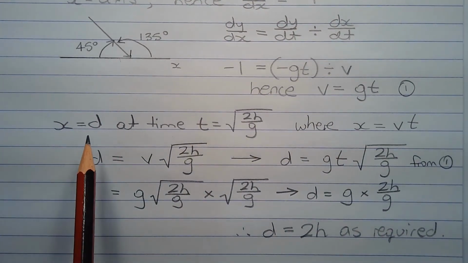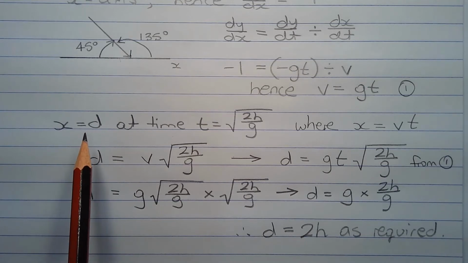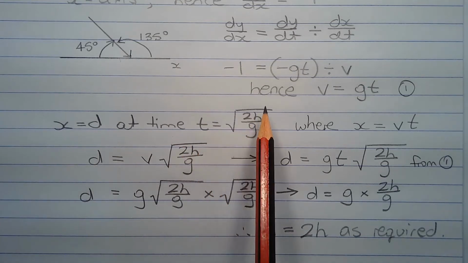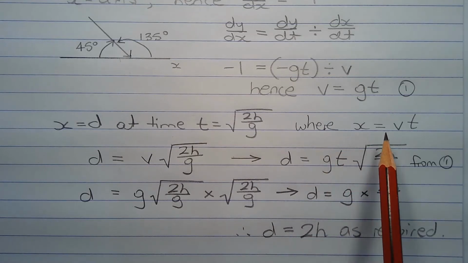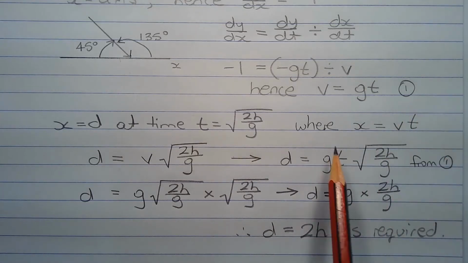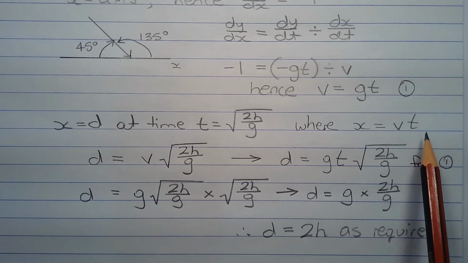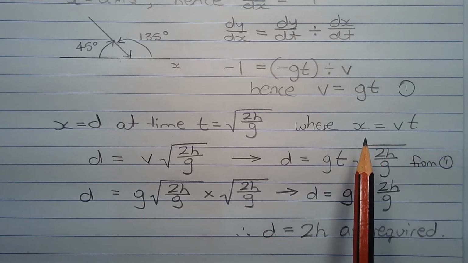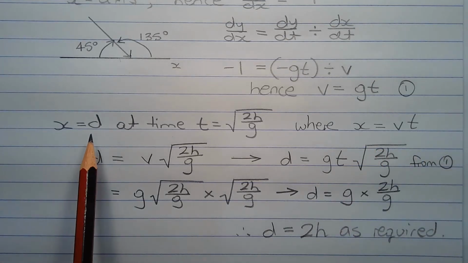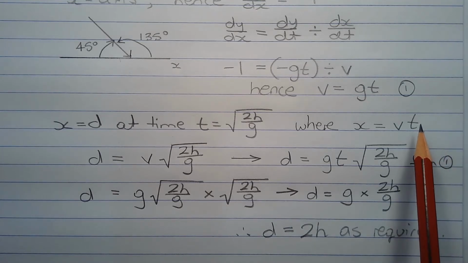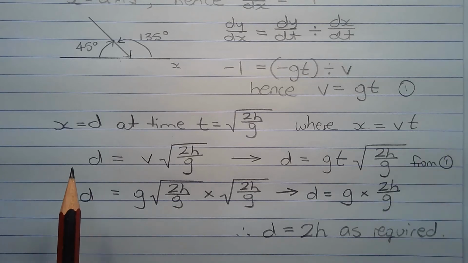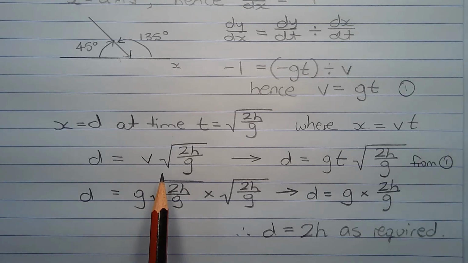Now x is equal to d, which is the distance from the origin at time t equals the square root of 2h over g, where x is equal to vt. So this is the equation that gives us the displacement in the x direction of the ball. So when t is equal to the square root of 2h over g, the horizontal displacement has reached its maximum extent, and that is at the point D. So substituting the square root of 2h over g for t, we get d is equal to v times the square root of 2h over g.